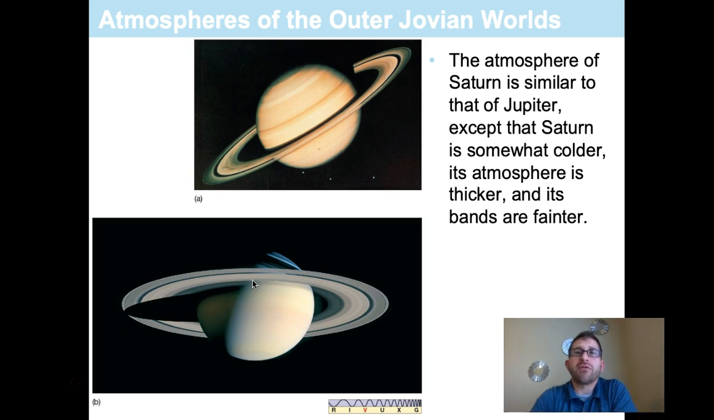As we move on to Saturn, we find that the atmosphere of Saturn is very similar to that of Jupiter's, but it is somewhat colder, given that Saturn is about twice the distance from the Sun than Jupiter is. Its atmosphere is thicker, and it's also got fainter bands.